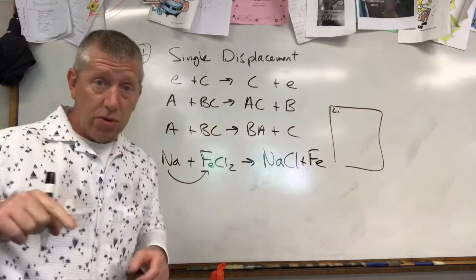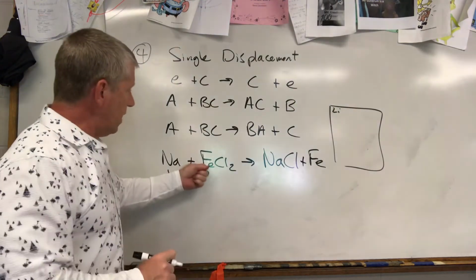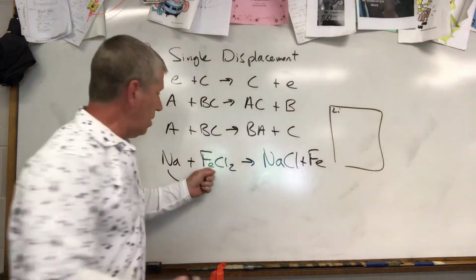Now I'd have to go and make sure I've written everything correctly. This iron must be using the +2 charge. How do I know that?